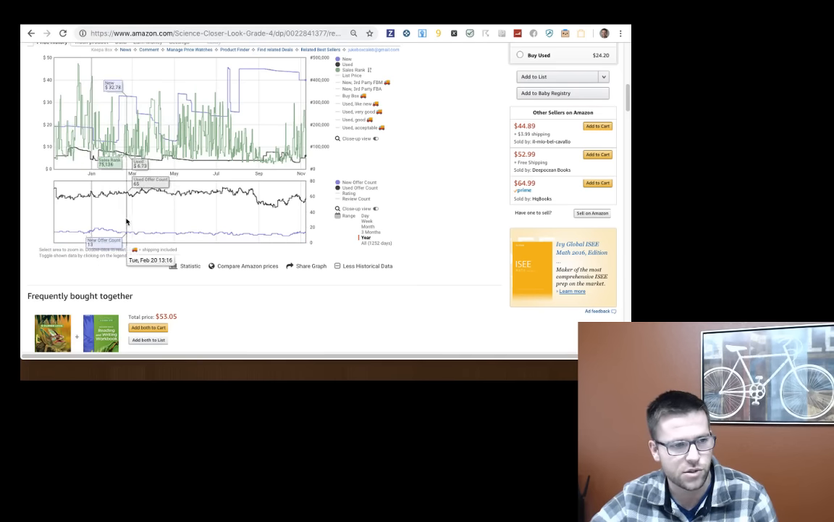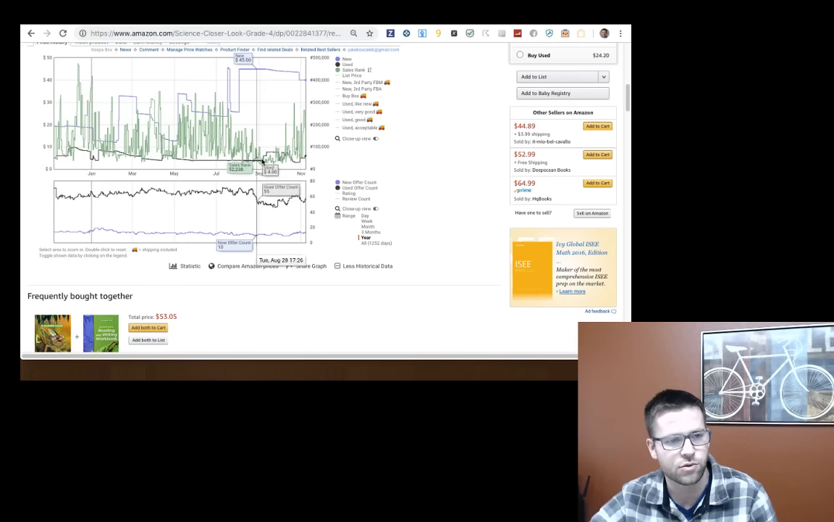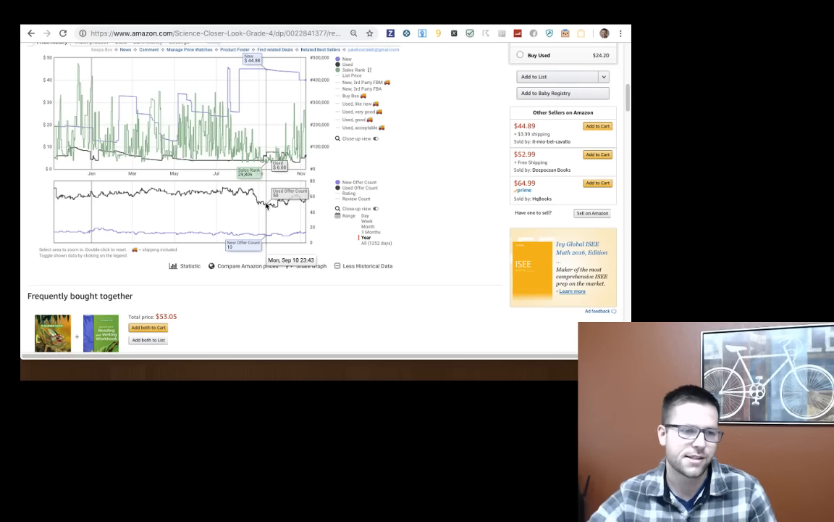Again, black is used, blue is new. We can see the number of offers on this listing. So typically when the rank gets really good, we'll see the number of offers drop off as people sell out. This is not completely telling.